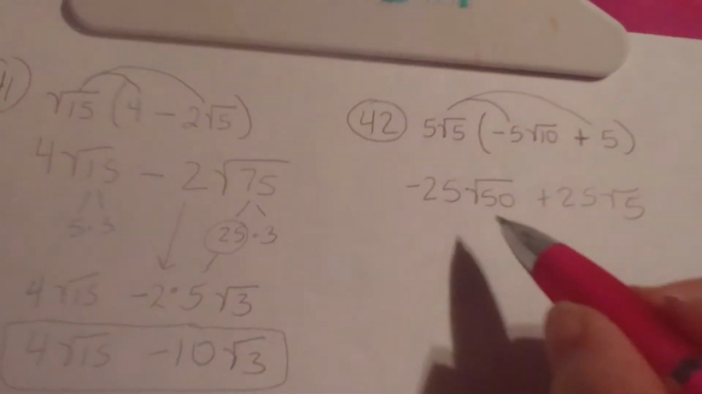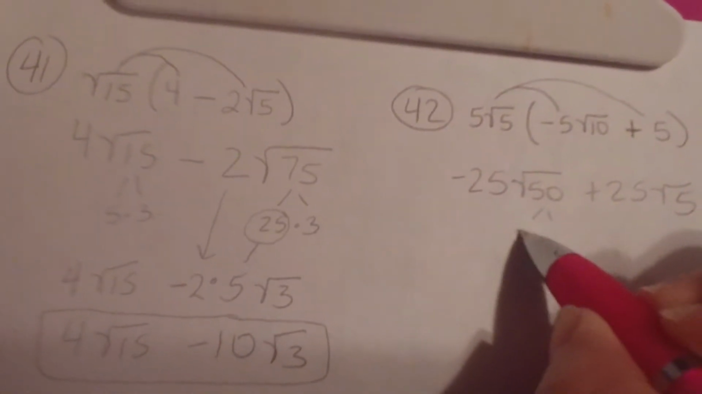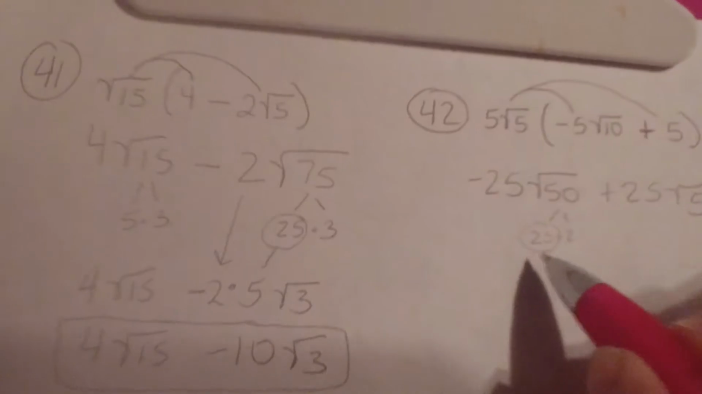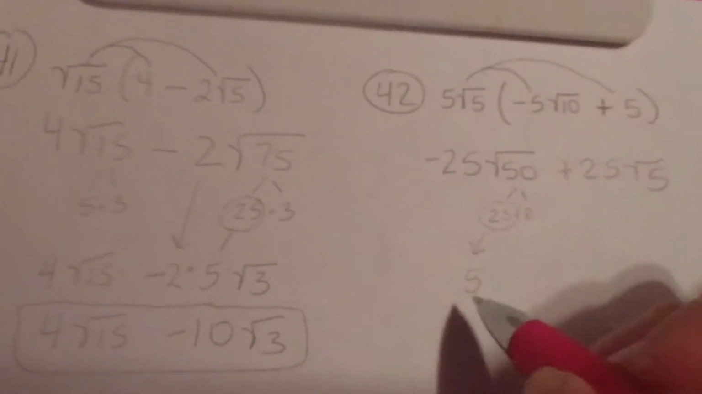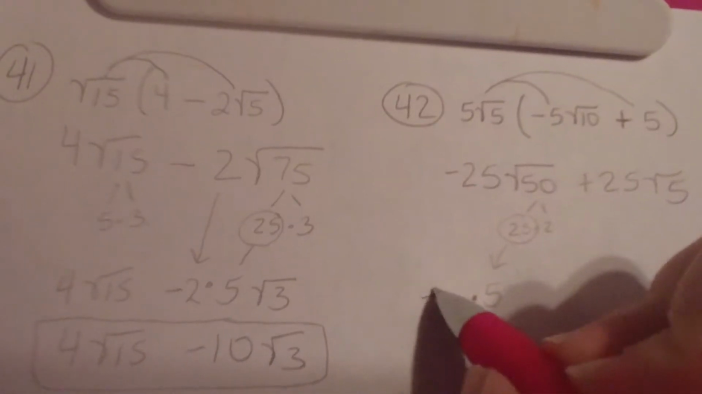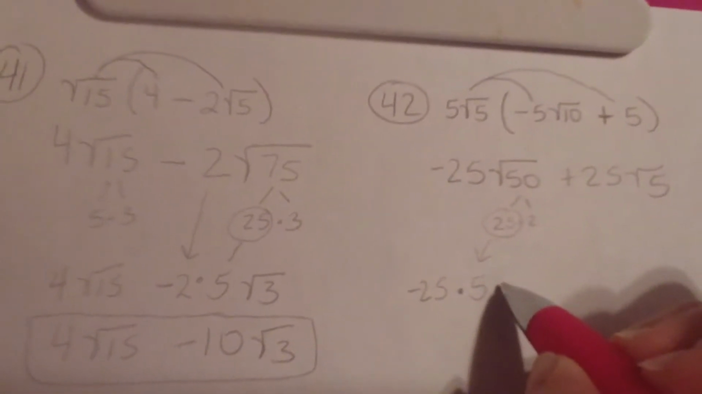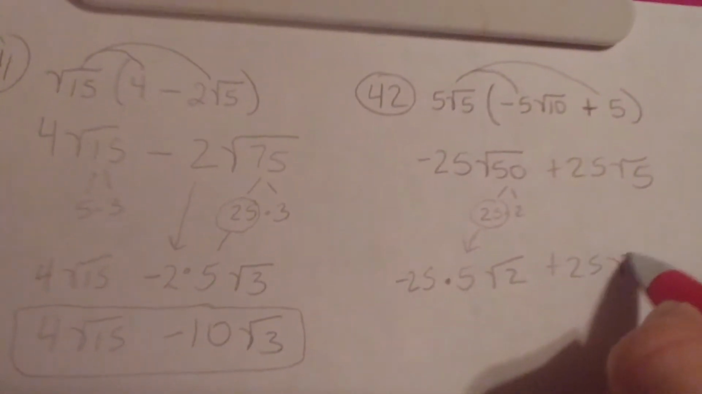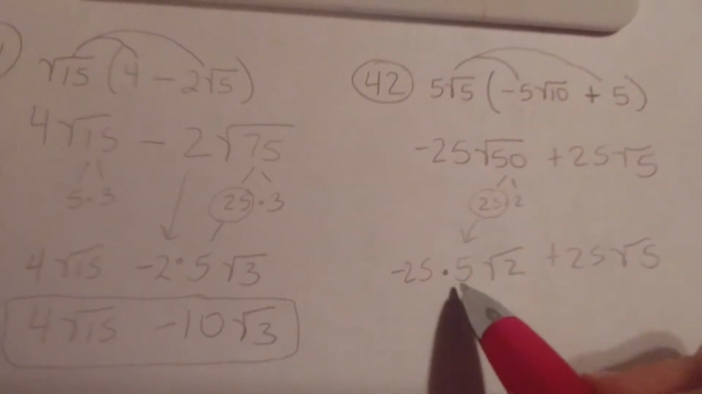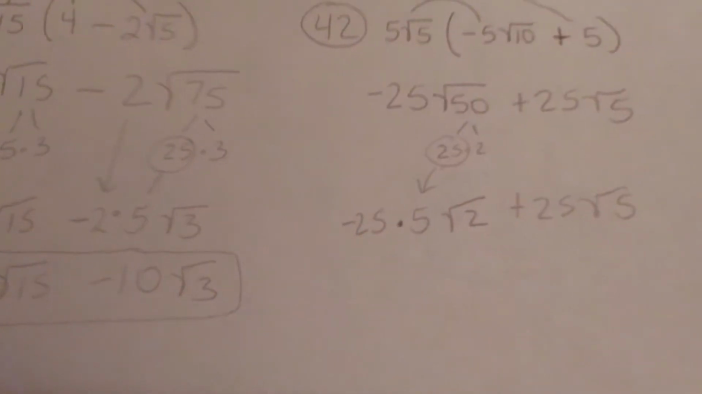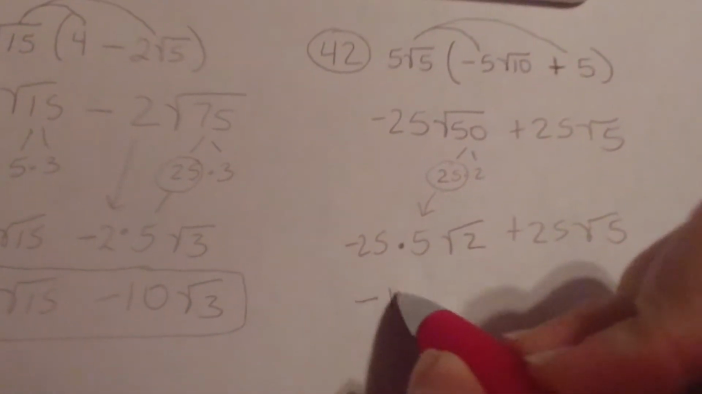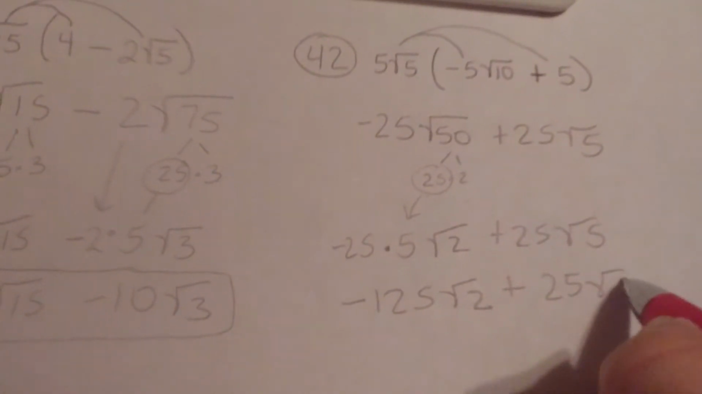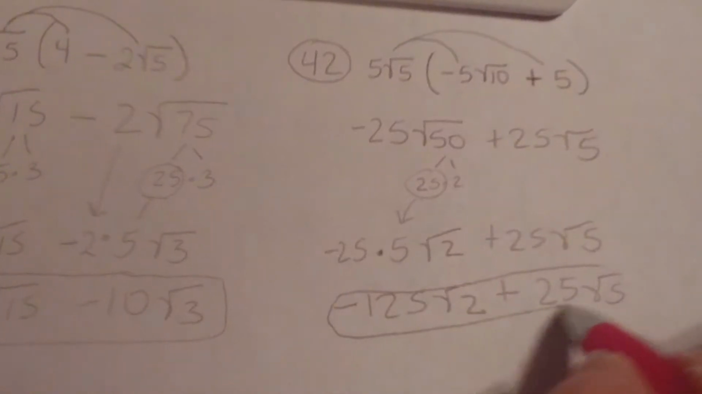Now the next thing I do is I break down this 50. 50, I know I can do 25 times 2. And again, that comes out. The square root of 25 is 5. I still keep the negative 25 here, times 5. Square root of 2 is left here. Plus 25 square root of 5. So then I just multiply these two together, and that's going to give me my final answer for this one. And that's going to be a negative 125 square root of 2 plus 25 square root of 5. And that should be my final answer there.